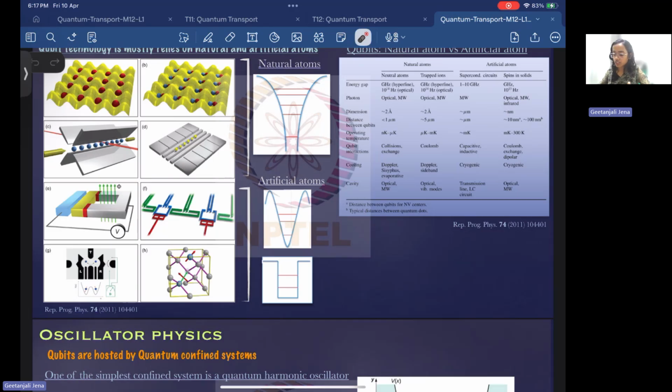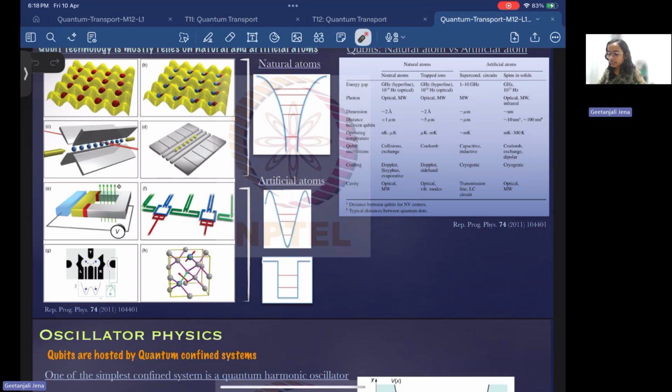the artificial atom when we consider the most important parameters to get the qubit. If you look at the energy gap, mostly for the natural atom, we can use optical frequency to store or to manipulate the information. But for the artificial atom, we can use some 1 to 10 gigahertz. So we can use microwave frequency to manipulate or store the information.